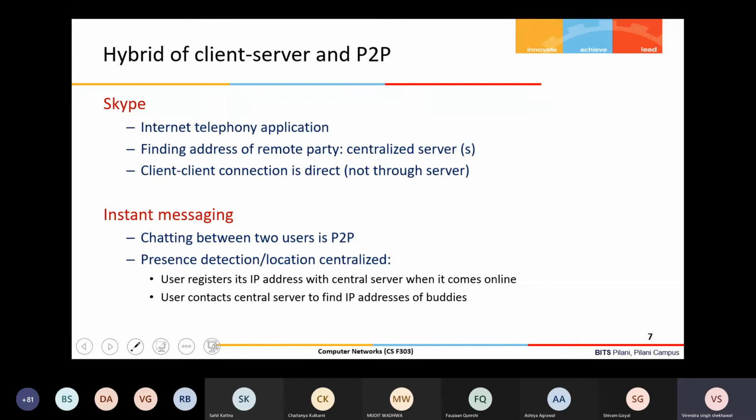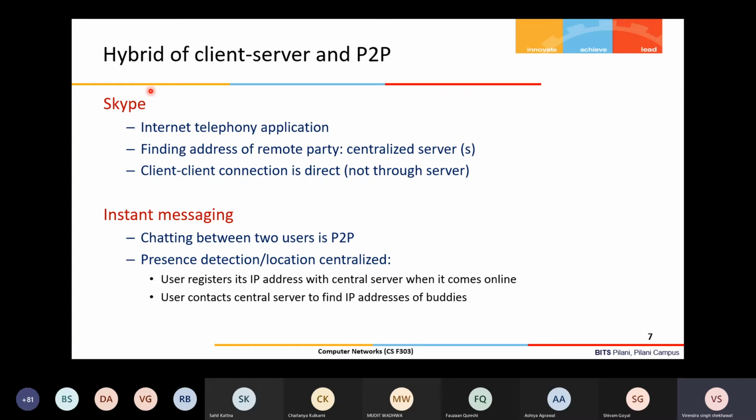The third architecture fits both paradigms, client-server and peer-to-peer, meaning it is not purely either, like the Skype application we use for audio and video conferencing. Skype is an internet telephony application, and in Skype there is a central part. Initially, you get the information about your friends or group members with whom you want to communicate from a centralized server. Then the clients communicate directly after that.